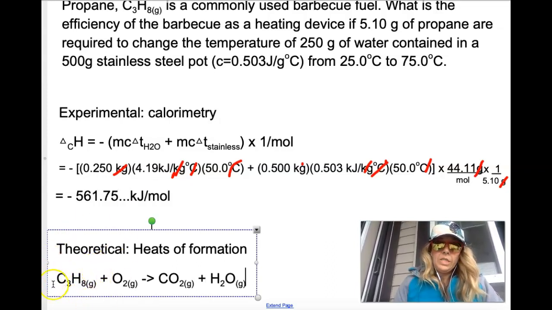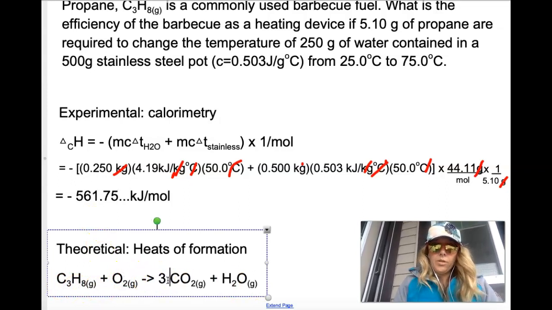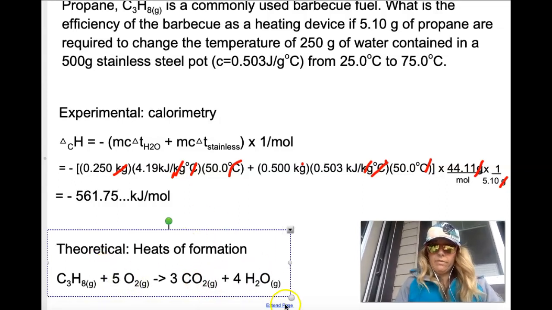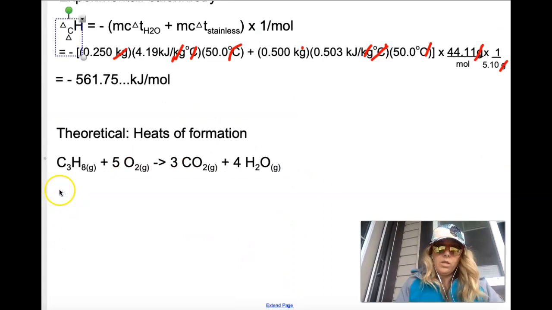We want to make sure that this stays as a 1 because this is per mole of propane. And we want to make sure that we stay within the same quantity. Okay, so this is going to get a 3 here. This is going to get a 4 here, which means this is going to get a 5. Okay, so now that we have all of that, we can go and calculate.